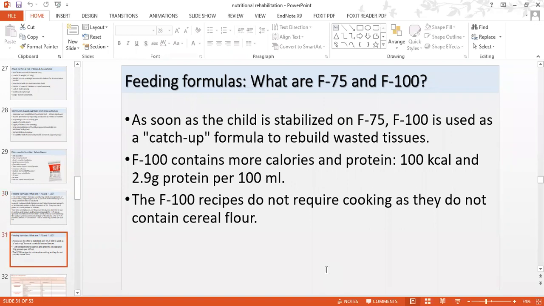And feeding formula F100. As you see, as soon as the child is stabilized from F75, F100 is used as a catch-up formula to rebuild the wasted tissues, and it contains 100 calories and 2.9 gram protein per 100 ml. And the recipe, most importantly, doesn't require any cooking, as they do not contain the cereal flour.